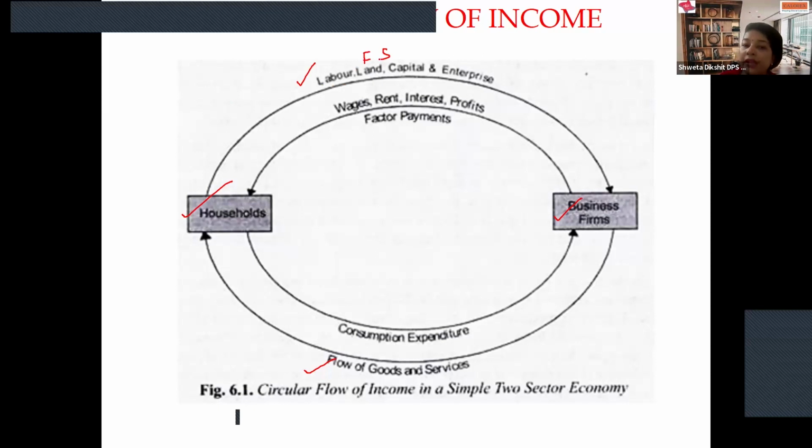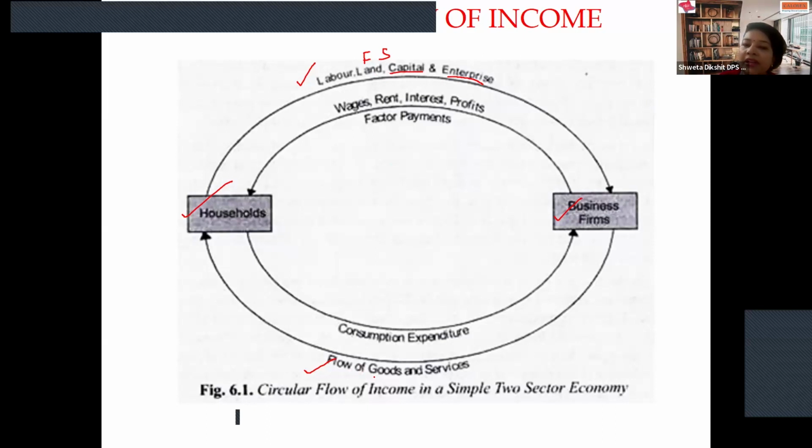In the same way, somebody can be rendering the land, somebody can be rendering the capital if they have it, and somebody can be taking the risk and becomes the entrepreneur. So household provides all these things, the factors, to the business. What I mentioned to you, that means land, labor, capital, and entrepreneur, that is the factor services, and in return the flow of goods and services, they are types of real flow.